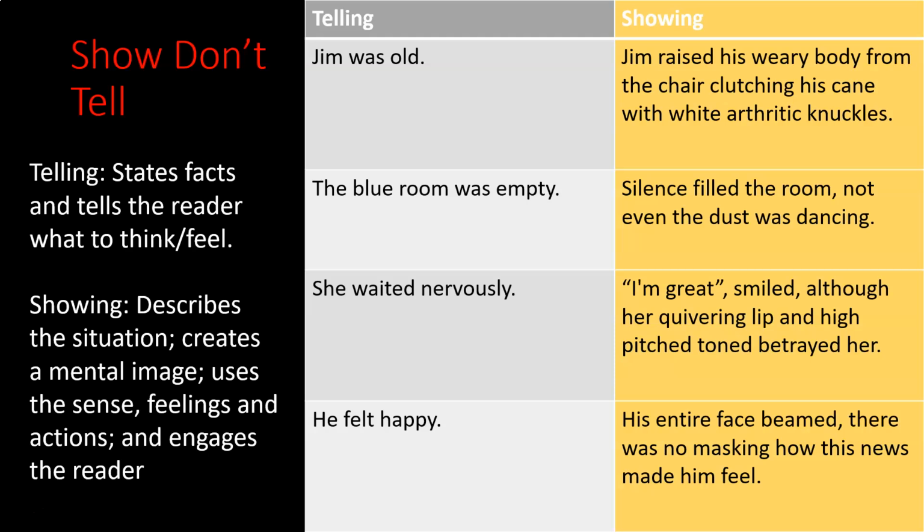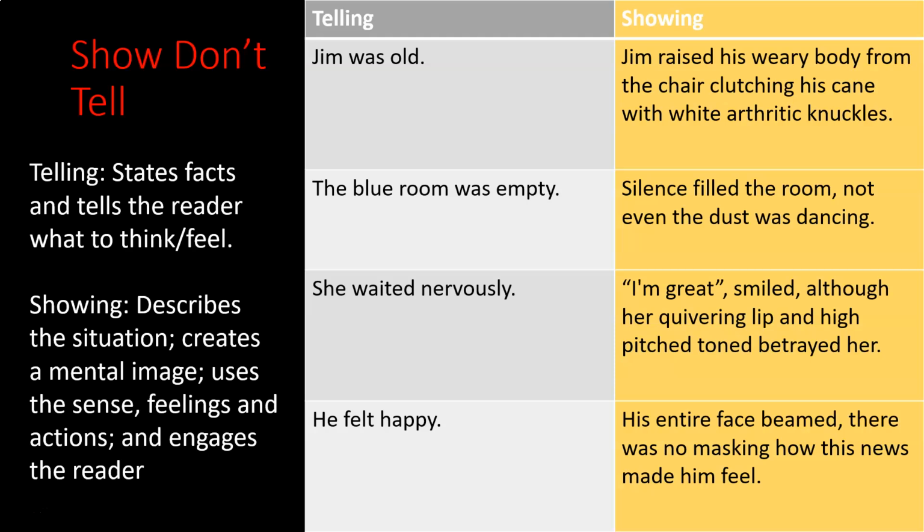The same, the blue room was empty. We turned that into: silence filled the room. Not even the dust was dancing. Okay, again, really vivid. We can feel the stillness of the room. We can hear the absolute silence. And I think that word dust there really emphasizes how there's nothing moving and it's just a silence and a stillness.